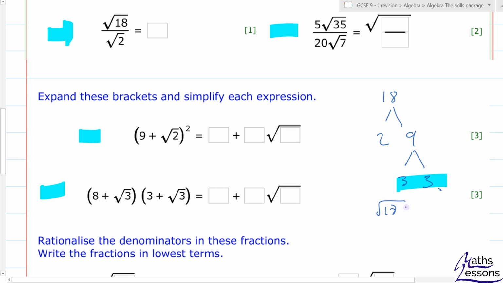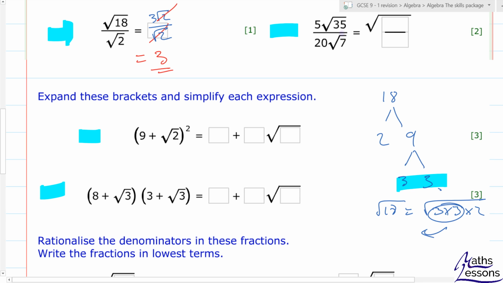Square root of 3 times 3 times 2. The 3s will come out, just leaving us 3 when we square root them. So we've got 3 square root of 2 divided by square root of 2. See that the square roots of 2 cancel to just leave us 3.